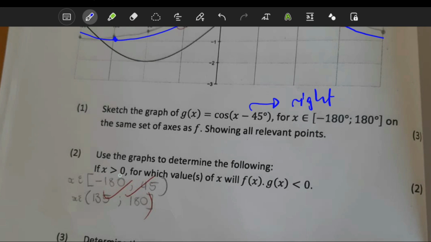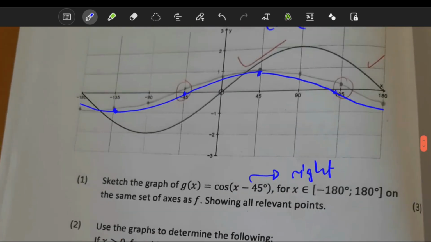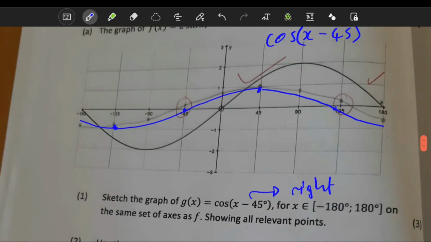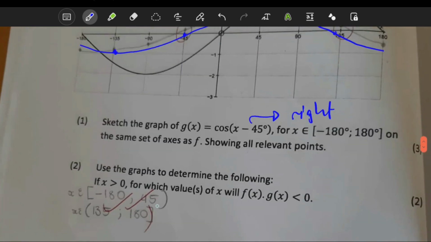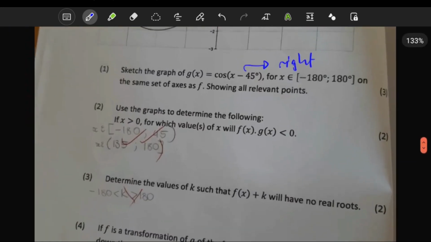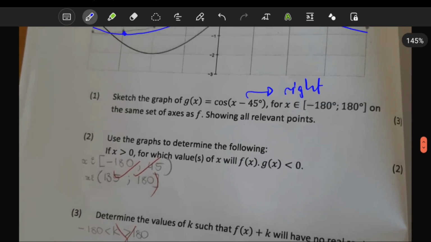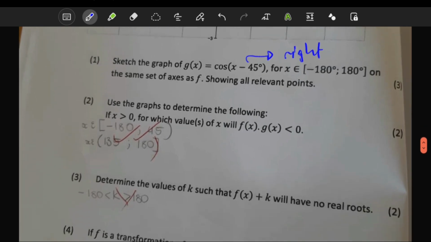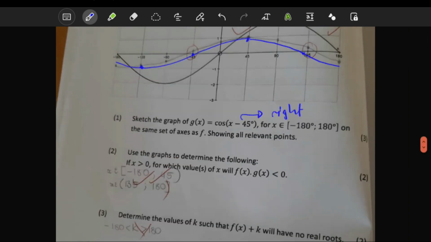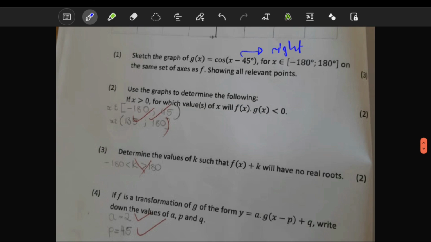For 2 marks, it says use the graphs to determine the following. It says here, if f of x is bigger than 0, meaning you're talking about if x is bigger than 0, you're talking about the positive side here. It says if x is bigger than 0, for which values of x will this expression be a negative? Okay, so what they mean is looking at the right side of your image. They want you to determine, oh, this is correct. Nice. It's 3 marks this. So I guess this is already correct. So we don't have to go through it for now.